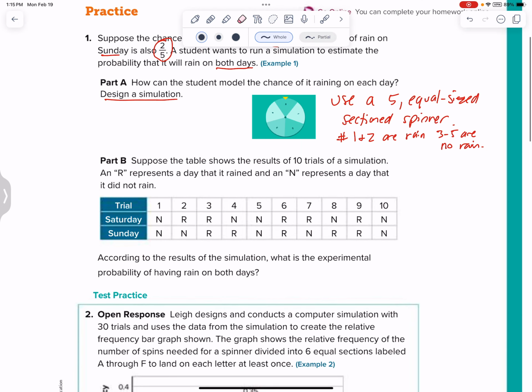So part B: suppose the table shows the results of 10 trials of a simulation. And I will say this too, on your test, you're going to have to draw the spinner that would fit the simulation, but it won't be out of 5 because that would be cruel. R represents rain, N is no rain. According to the results, what is the experimental probability of having rain on both days? Remember, I would go through and highlight when there was rain on both days, and then calculate the experimental probability.